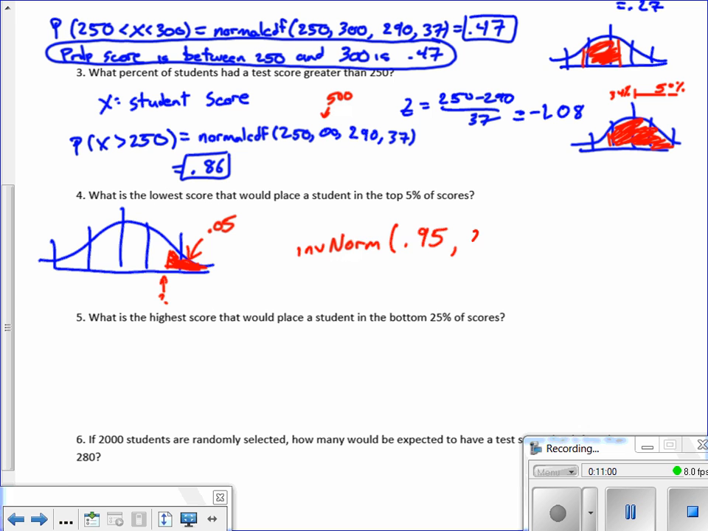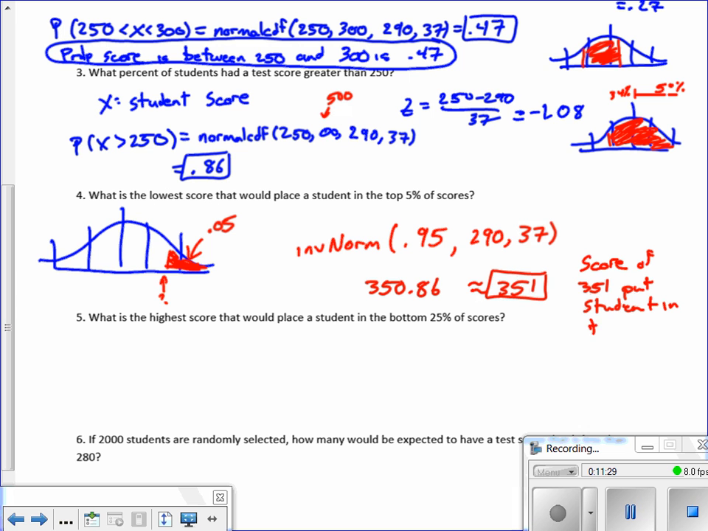The mean here is 290, and the standard deviation is 37. So we could use our inverse norm function very quickly. Again, I'm having to use that 0.95 because this always shades down. So the score here would be a score of 350.86. You could say a score of 351. So put it in context: a score of 351 puts a student in the top 5%. And you don't even have to round, you could just say 350.86.